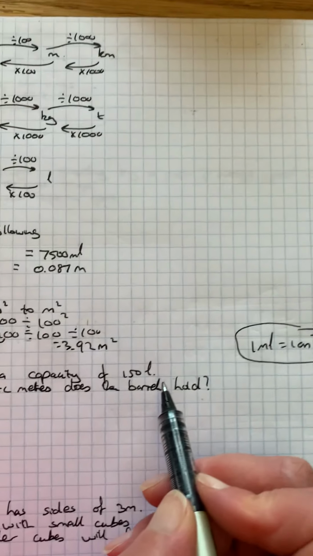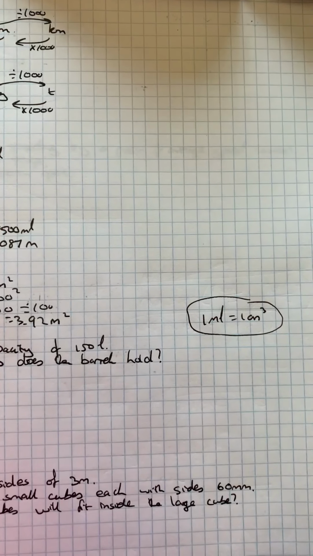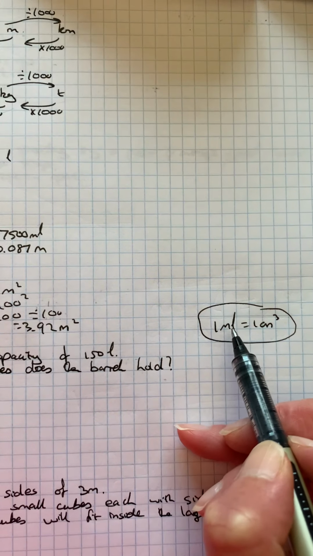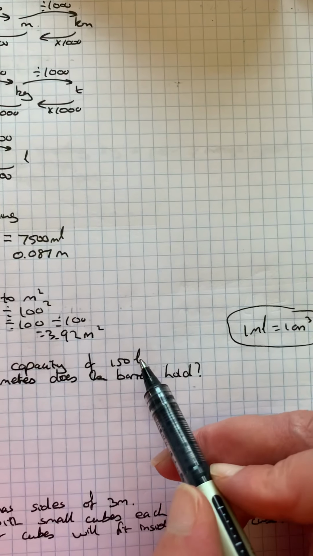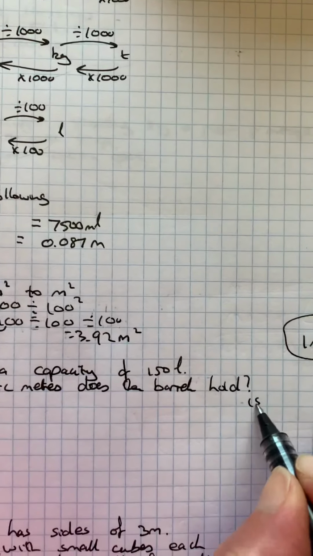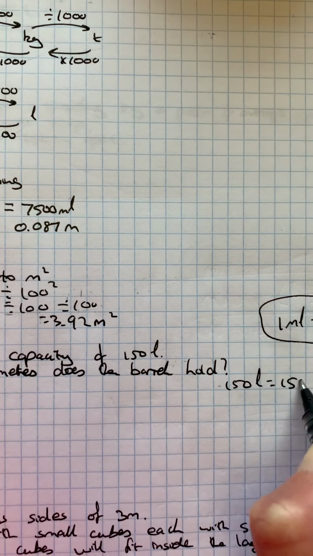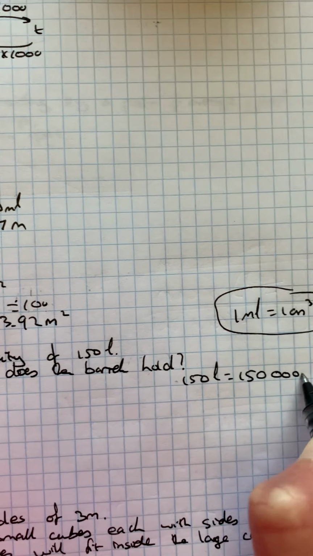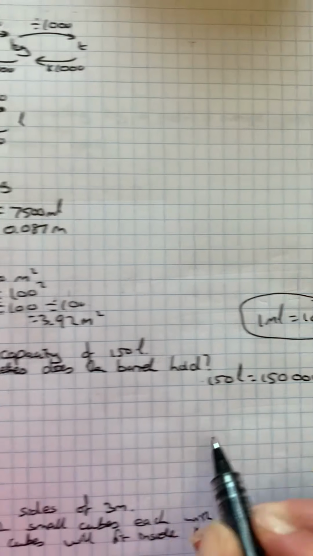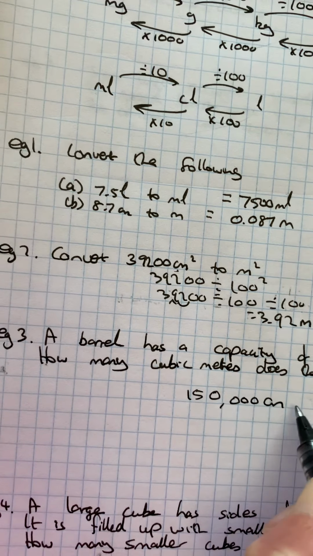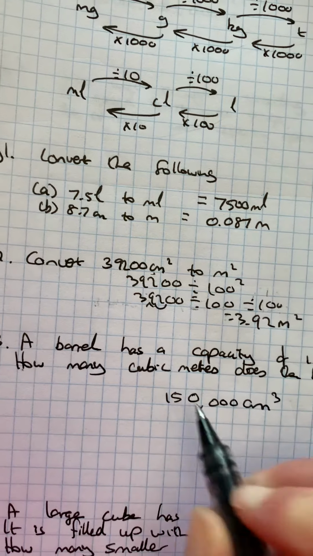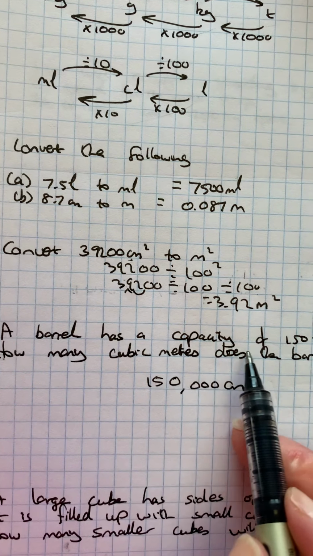The next one, a barrel has a capacity of 150 litres. Now, the link between millilitres and centimetres cubed is this: 1 millilitre is 1 centimetre cubed. So first of all, put that into millilitres. So 150 litres is 150,000 millilitres. So basically I have here 150,000 centimetres cubed. The question says, how many cubic metres is this?